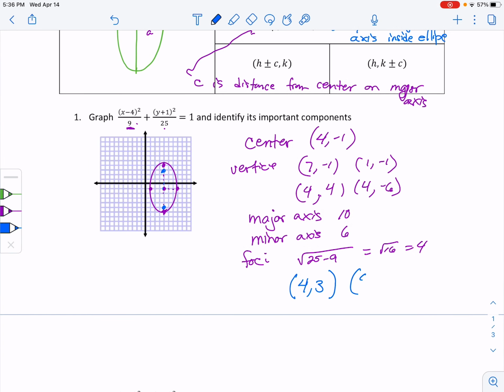And I went from negative 1 and down 4. And that's the major stuff you need to know about an ellipse: the center, the vertices, how long the major and minor axes are, and where the foci are.